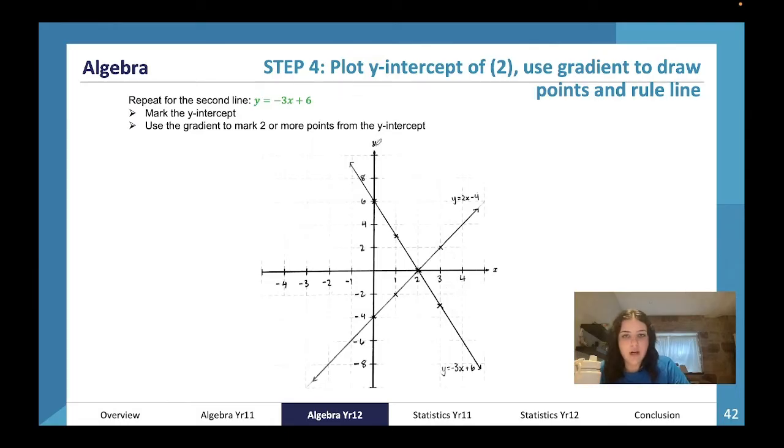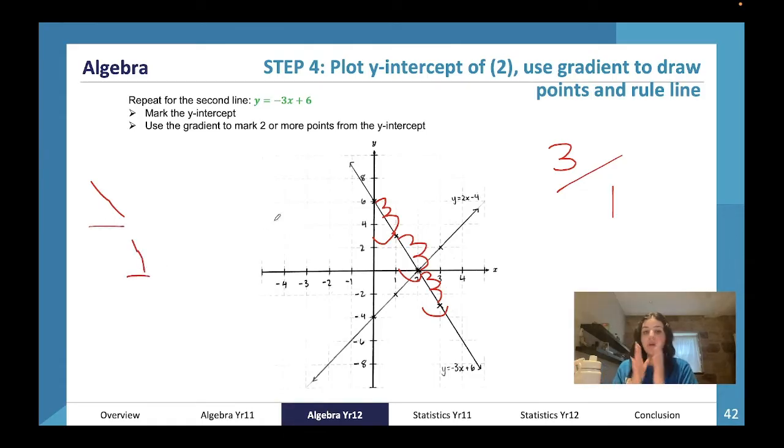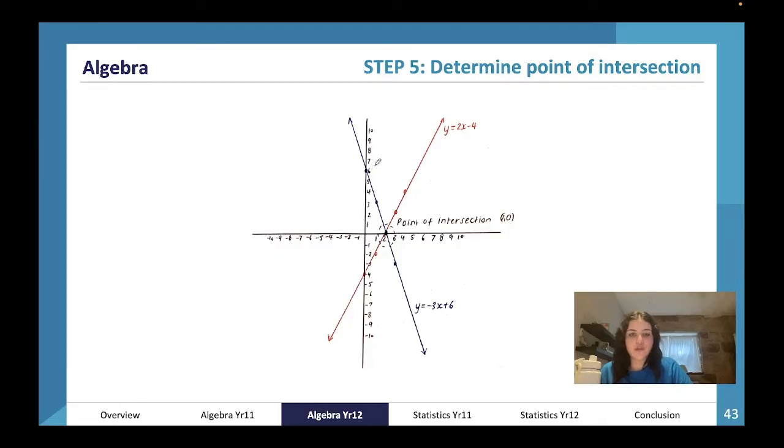So now we're going to mark points where we go 1, 2, 3 across 1. So 3 rise, 1 run. Very important: each of these little triangles will create the same gradient, which is a rise of 3 and a run of 1. 3 over 1, it's a negative. -3 is your gradient. And now we draw those two lines.